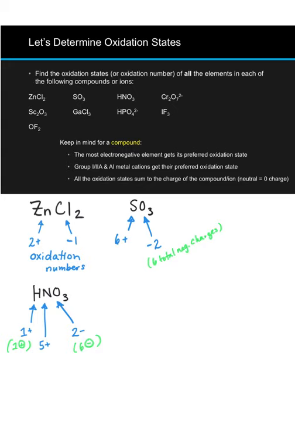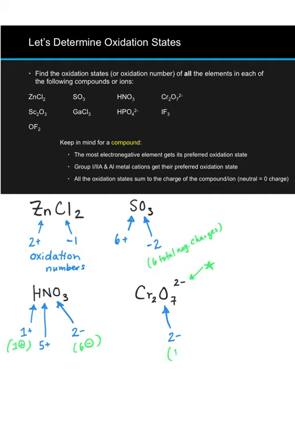In ions, the only difference will be that the charges of everything will add up to the overall charge on our ion. So we need to keep in mind that everything in dichromate will have an oxidation number that in sum total adds up to 2 minus, or negative 2. Once more, the most electronegative atom in this compound is oxygen. It's got a 2 minus charge.